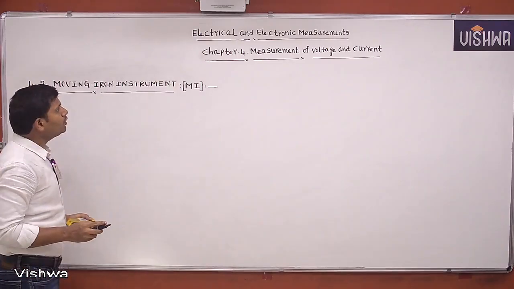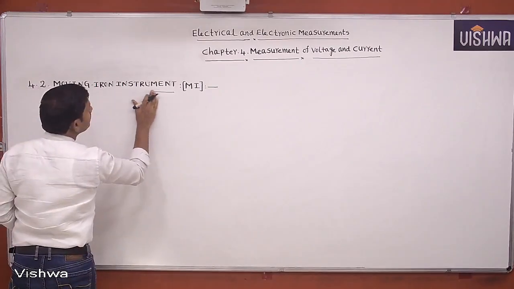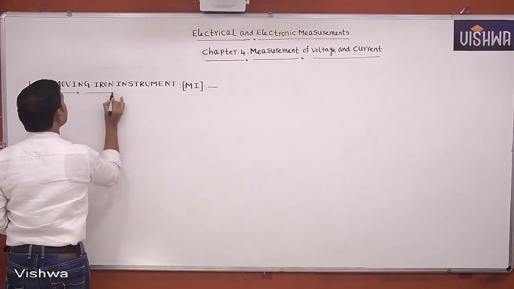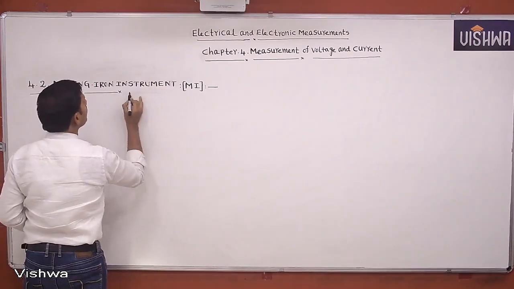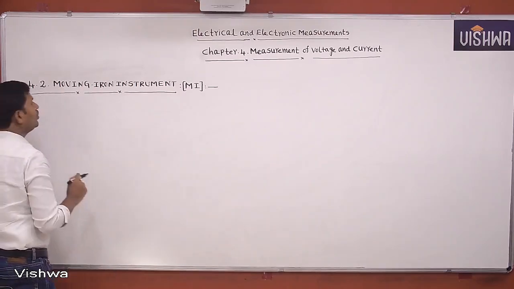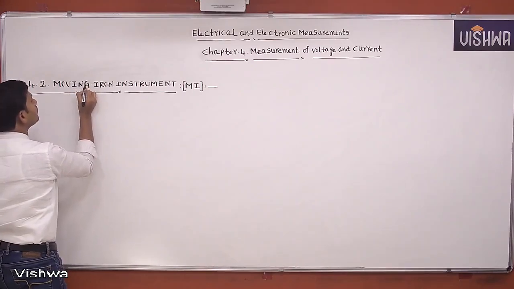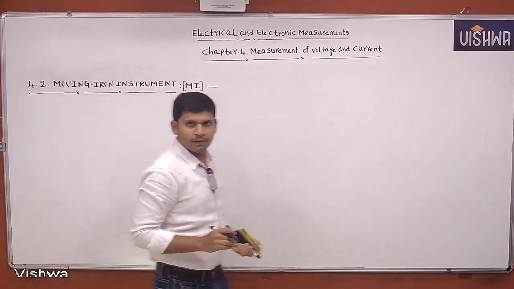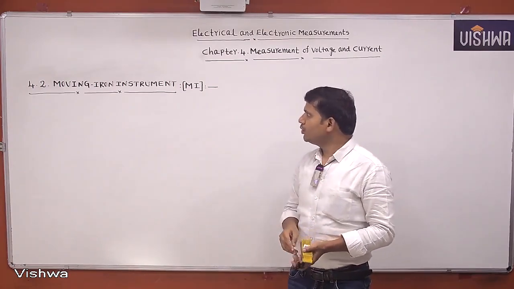Of chapter 4, that is measurement of voltage and current. The next concept is moving iron instruments. So far in this chapter I discussed the PMMC instrument. Now we'll start with the moving iron instrument, that is MI instruments. This 4.2 is moving iron instruments.